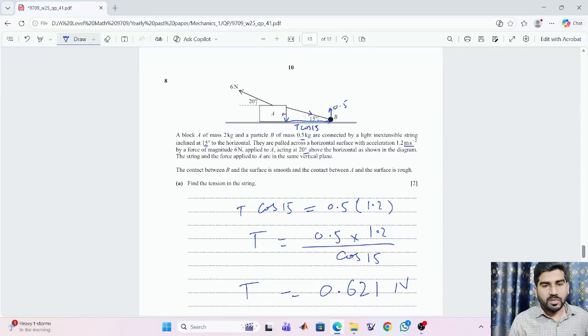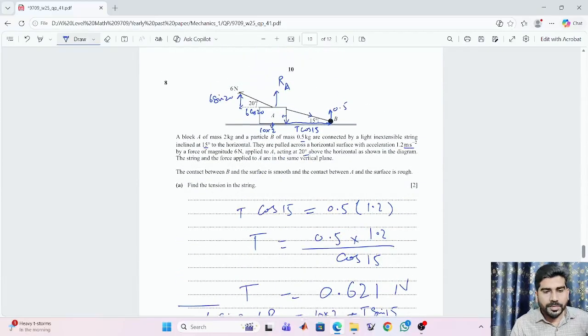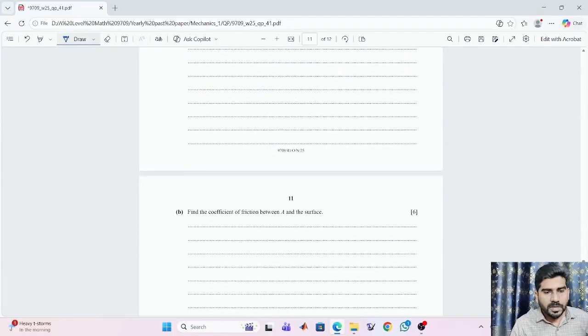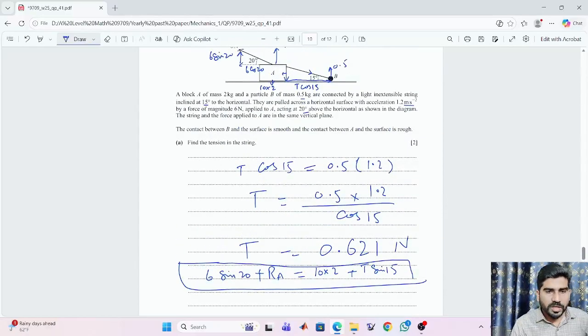You can see under B there was a smooth surface, but under A there is a rough surface here. And we can see in this direction: 6 sine 20 plus R_A, the normal reaction of A, will be equal to 10 times 2 plus the other force acting downward, which is T sine 15. Here we want to find the coefficient of friction, mu. This is part of the one equation we have made. This is the vertical forces.